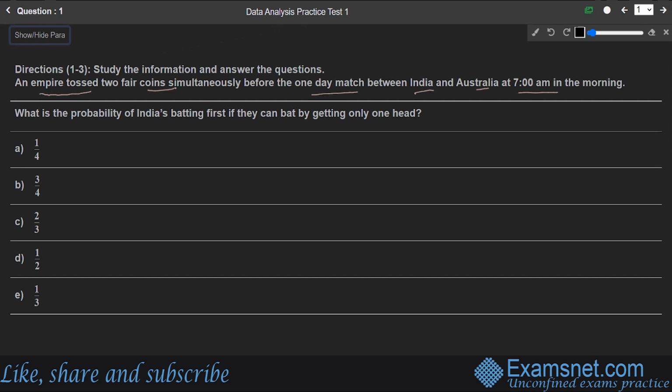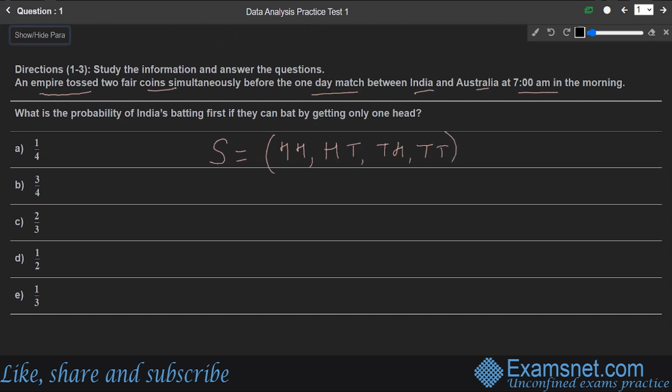So let us create the sample space. Space stands for how many cases are possible. A coin has got two faces. One is called head, another one is called tail. So what all different cases can be formed? We can have two heads, we can have one head and one tail, we can have first tail and then a head, and then as a last case we can have both the tails. So these are the four cases possible.